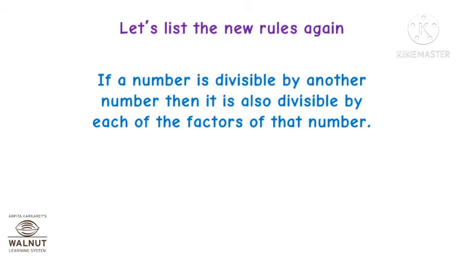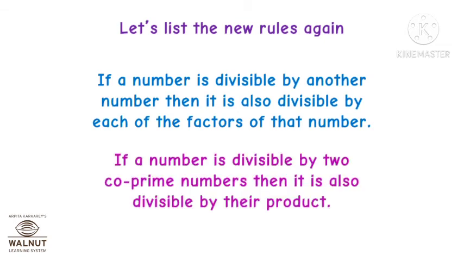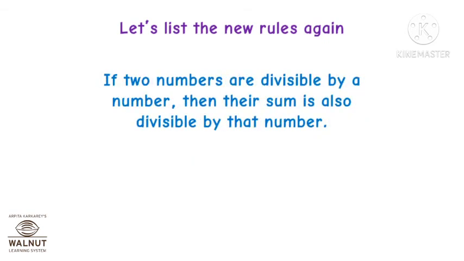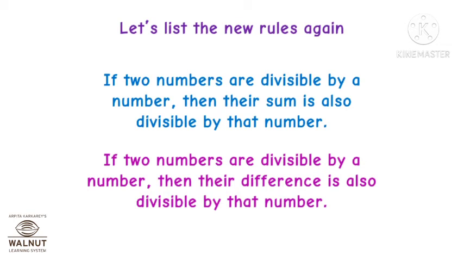Let's list the new rules again. If a number is divisible by another number, then it is also divisible by each of the factors of that number. If a number is divisible by two co-prime numbers, then it is also divisible by their product. If two numbers are divisible by a number, then their sum is also divisible by that number. If two numbers are divisible by a number, then their difference is also divisible by that number.